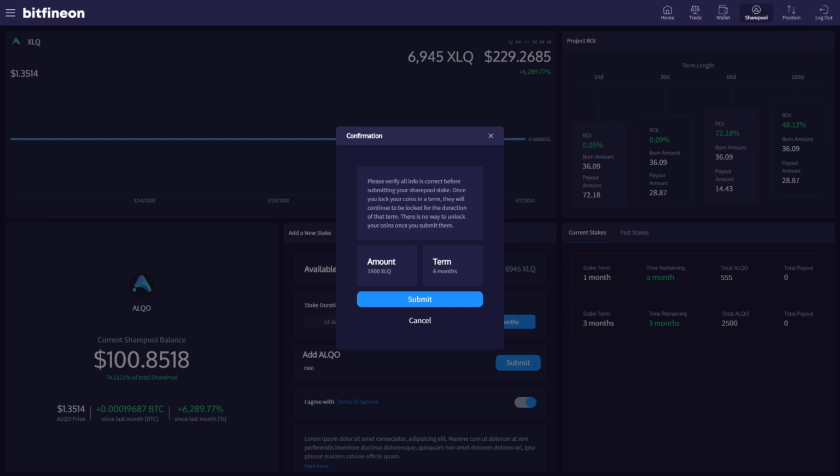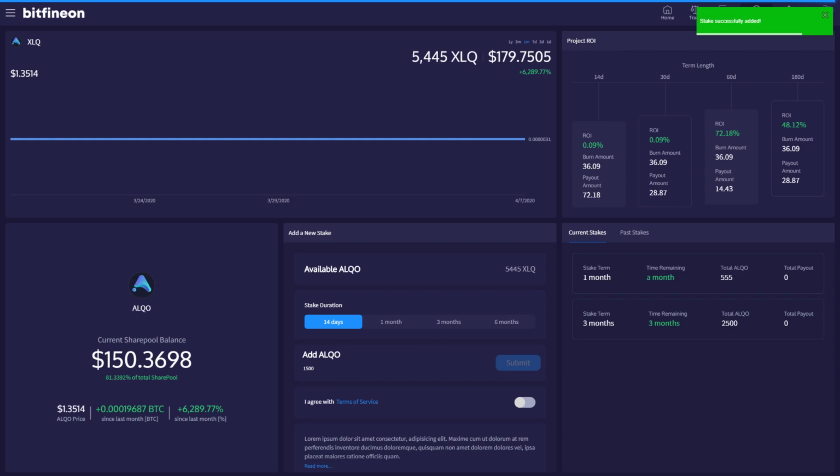Going back to this confirmation pop-up, you'll see the final confirmation where you need to verify that this is the amount of ALCO that you want to stake and the term is correct. Once you lock in this amount of ALCO for that term, you cannot cancel the term. It's locked. If it's all agreeable, you press submit. If you made a mistake, maybe you fat fingered and made it 15,000 instead of 1,500 when you had 20K XLQ in your balance, make sure you hit cancel.